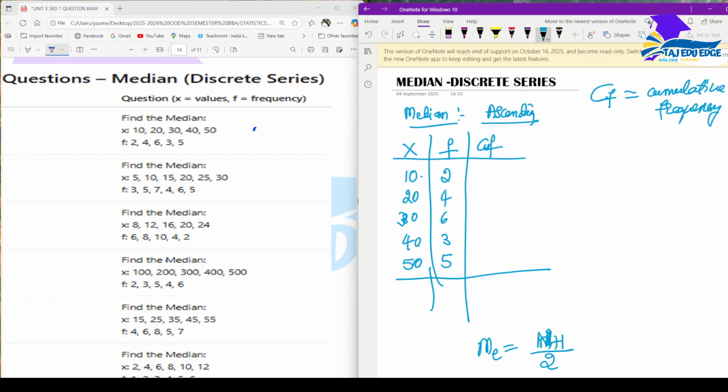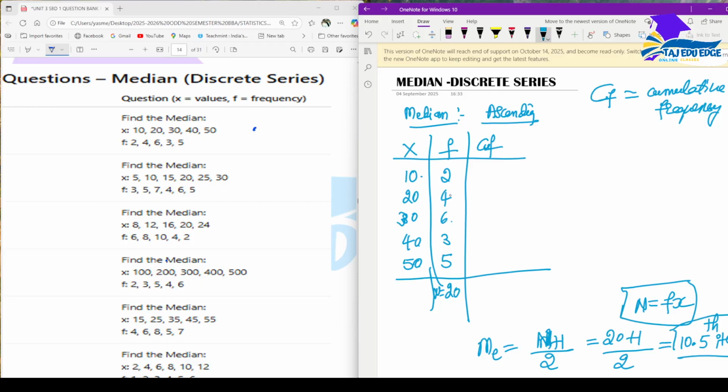What is capital N here? As you know, N is the total of f. So 2 plus 4 is 6, plus 6 is 12, plus 3 is 15, plus 5 is 20. So here we have got N as 20. 20 plus 1 is 21, divided by 2 is 10.5. The 10.5th item is your median. But what is that 10.5th item?